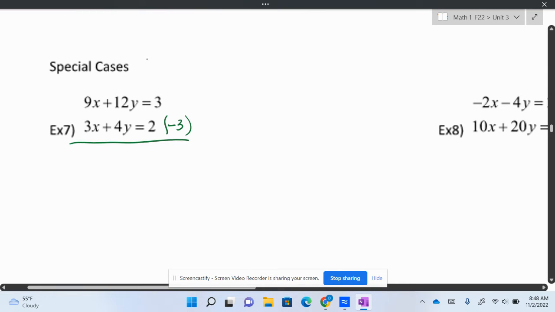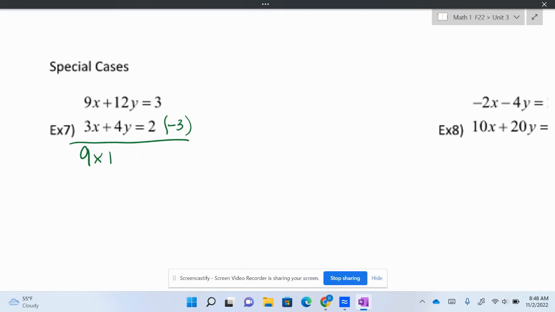So I'm going to keep the first equation the way it is. 9x plus 12y equals 3. But my second equation, -3 times 3x is -9x. -3 times 4y is -12y. And -3 times 2 is -6.